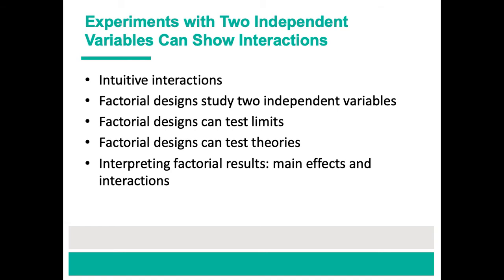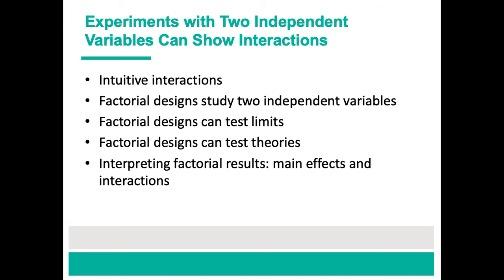So experiments can also have two independent variables, right? And once we go from one independent variable, like drunk or not drunk, to multiple independent variables, we can look at those sort of nuances, right? So there's different types that we'll go through. These intuitive interactions are sort of just ways you think it would work, right? Expected interactions or hypothesized interactions, right?